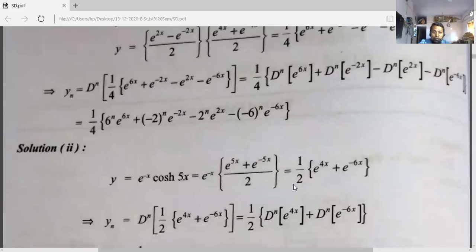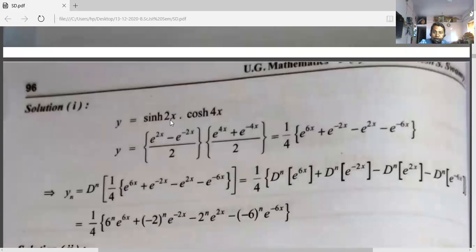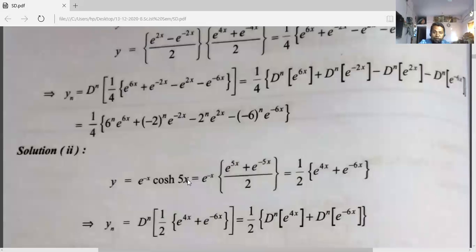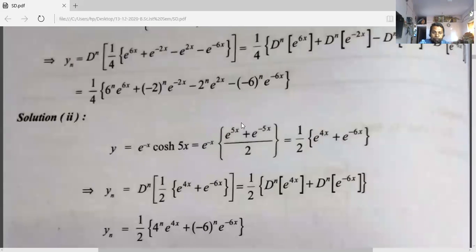And you remember here, sinh into cosh is there, then you have to go for the definition of the sinh function as well as cosh function in terms of exponential. Then you have to simplify, then you have to apply the nth derivative. Now the second one, y is equal to e to the power minus x into cosh 5x. e to the power minus x into cosh 5x.